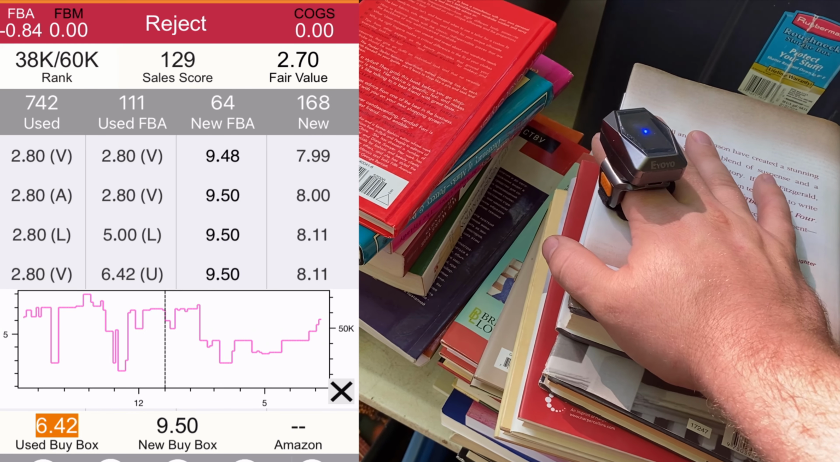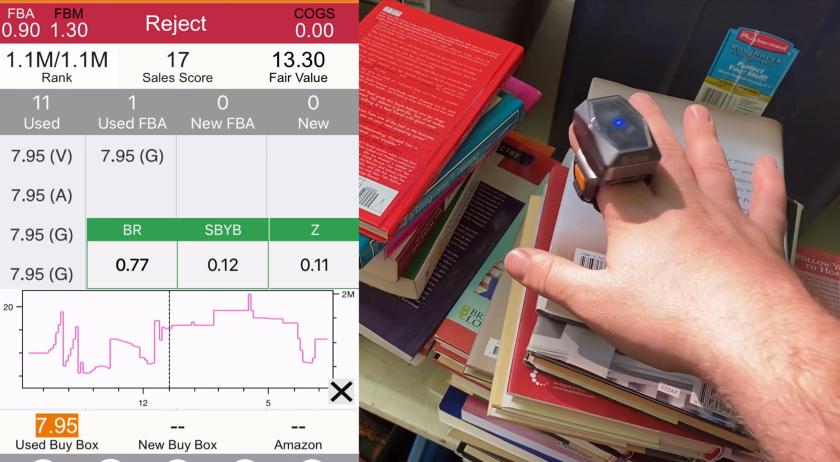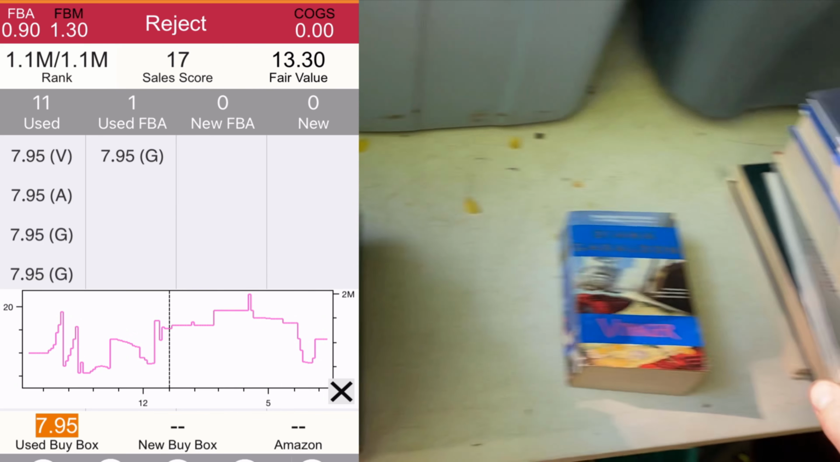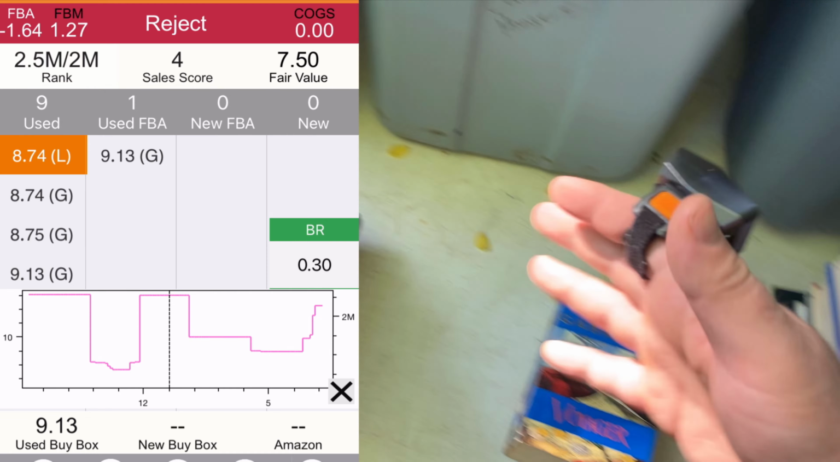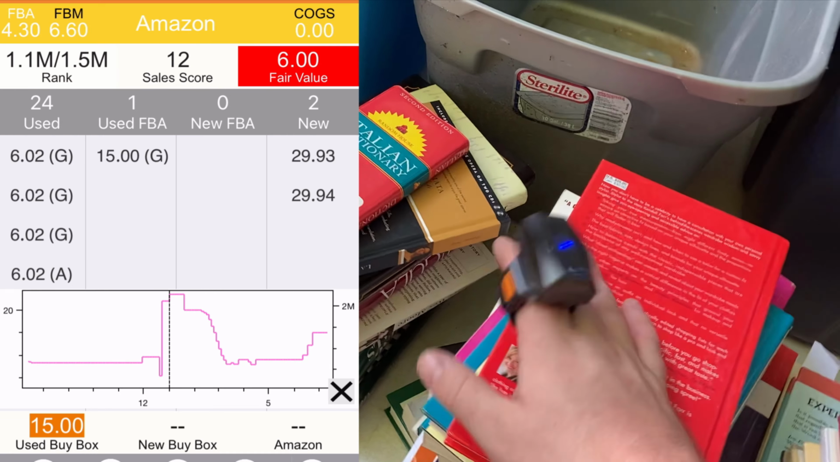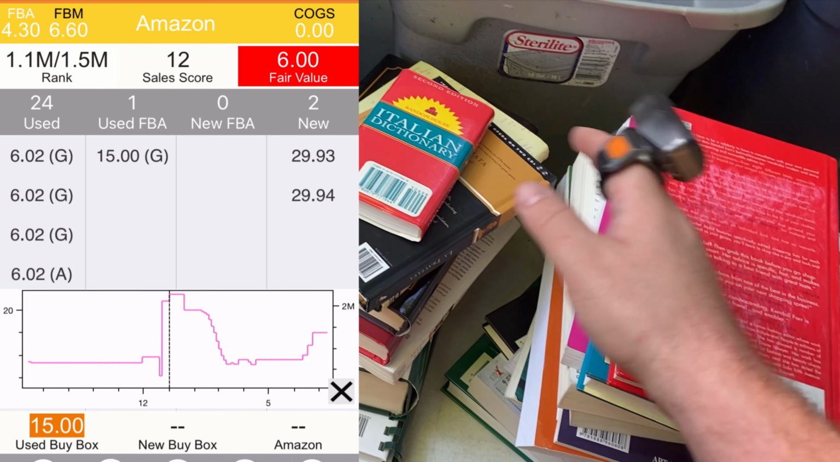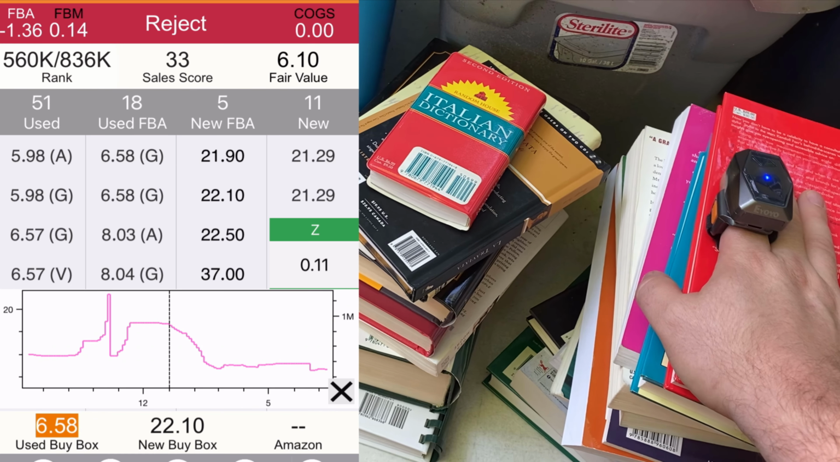But yeah, that's basically it. What Scoutly does is it's going to use this barcode information, this ISBN information, to look up a book on Amazon. It's going to see how quickly that book sells on Amazon and at what price it's currently listed.